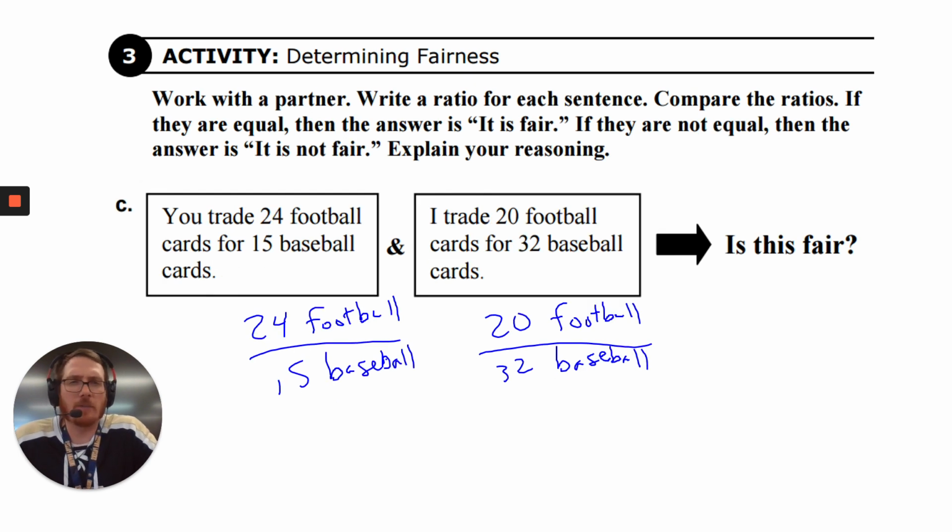The next one is fairly obvious. It's not fair just on first glance. If you trade 24 football cards for 15 baseball cards, that's clearly different than trading 20 football cards for 32 baseball cards. So it appears that this is not fair. Just strictly based on the proportions, one's higher than one because it's a bigger number over a smaller, and the other one's a small over a larger number. So it seems like this would be an unfair situation.